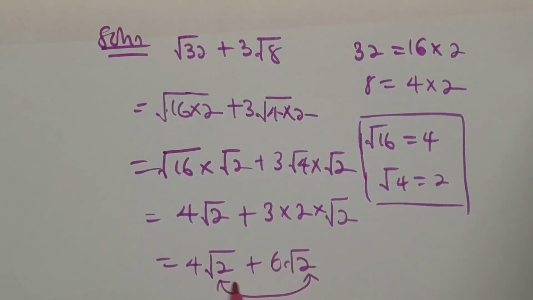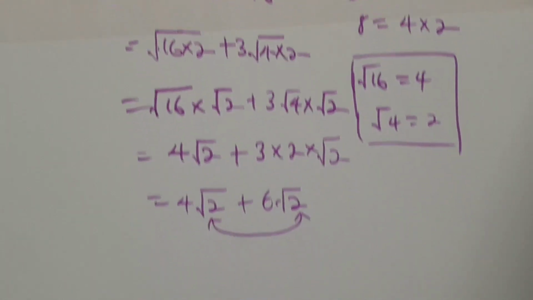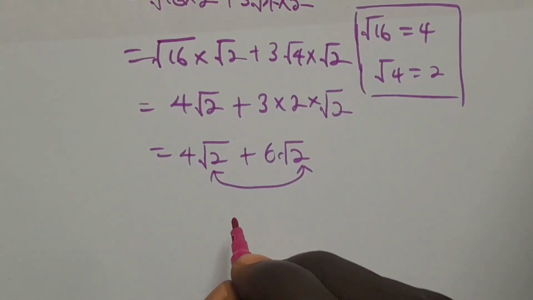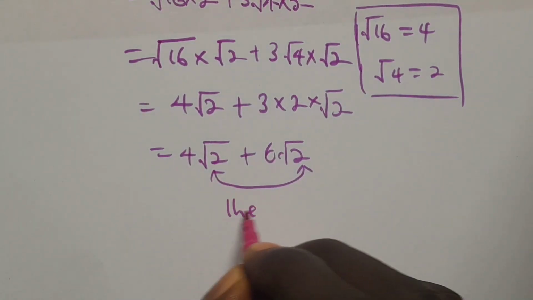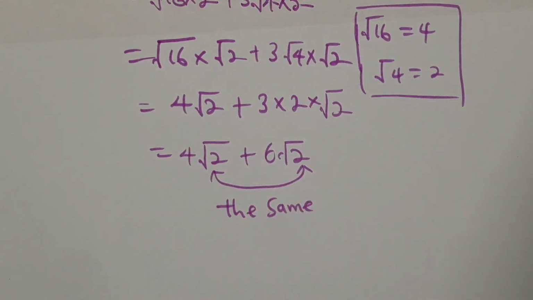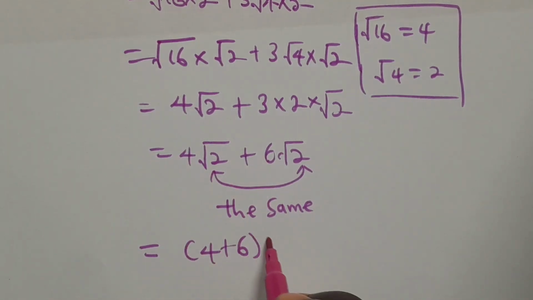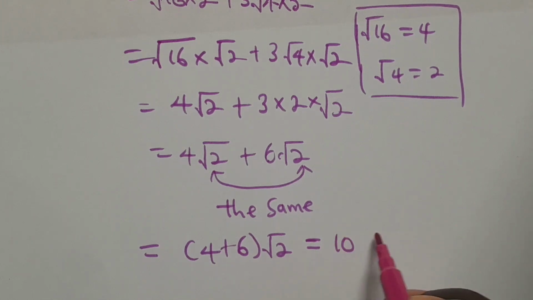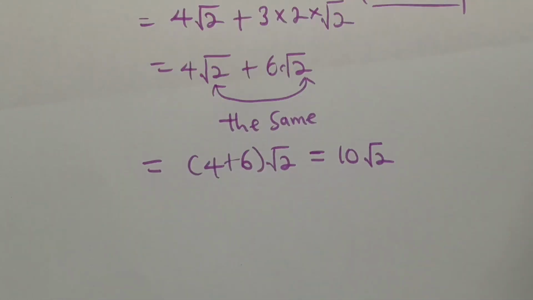So so far they are the same. The irrational parts are similar, so we can add them together by taking their coefficients. The coefficient of the first one is 4, plus the second one is 6, then taking the only one irrational part, which is square root of 2. 4 plus 6 will be 10 square root of 2.